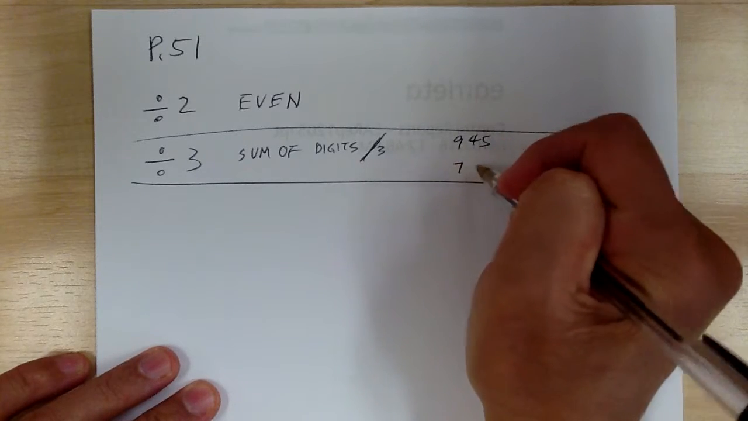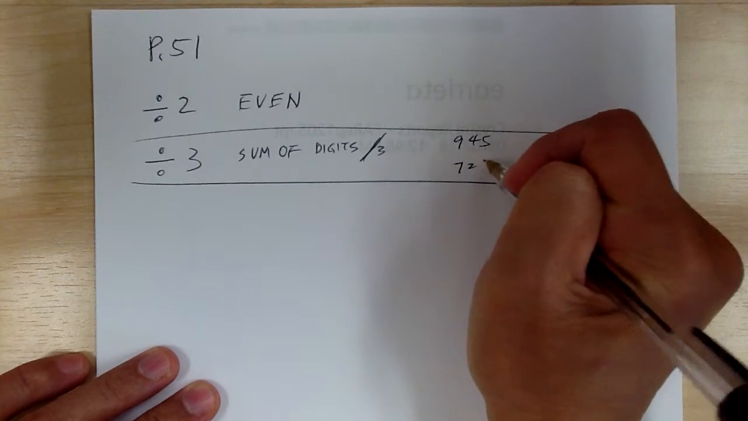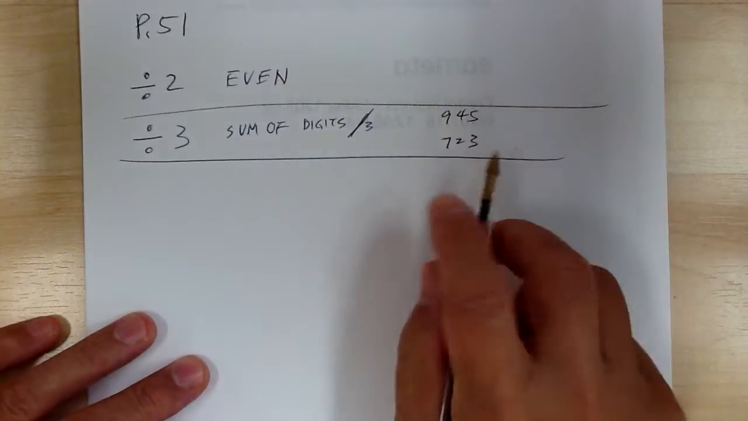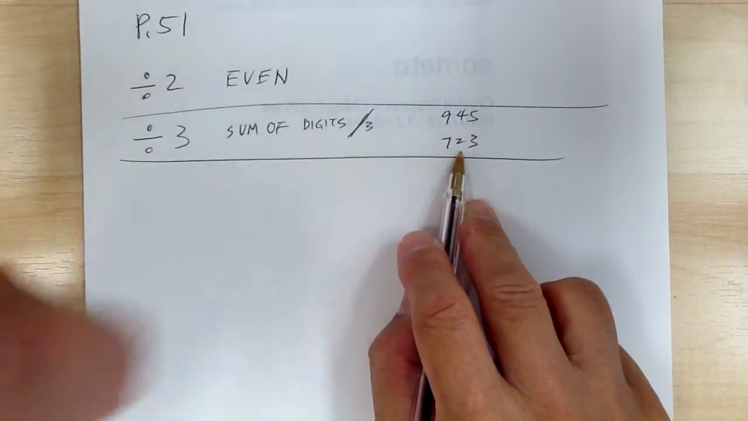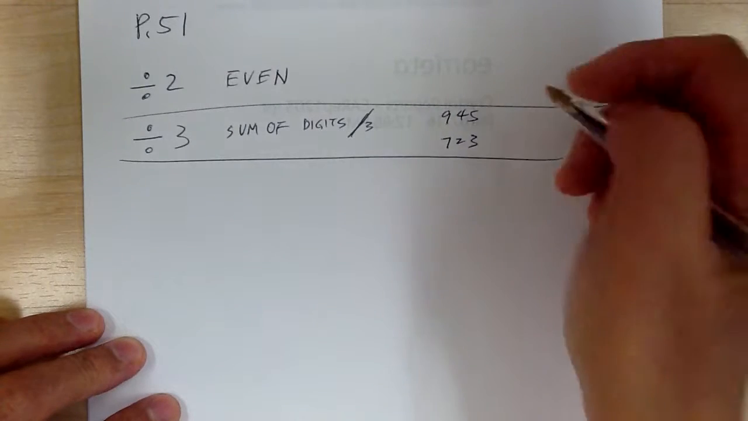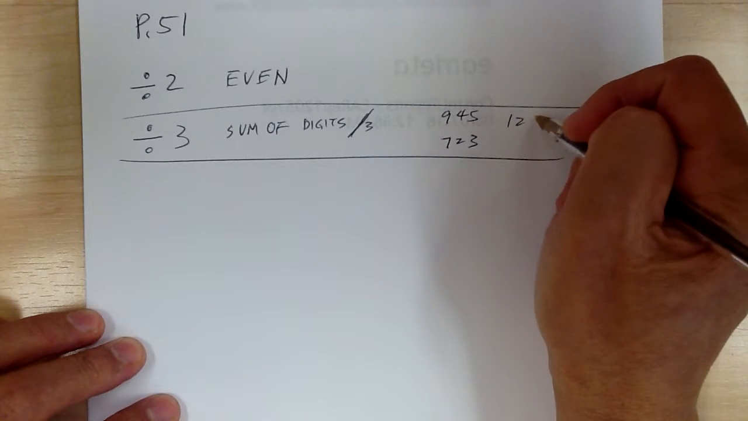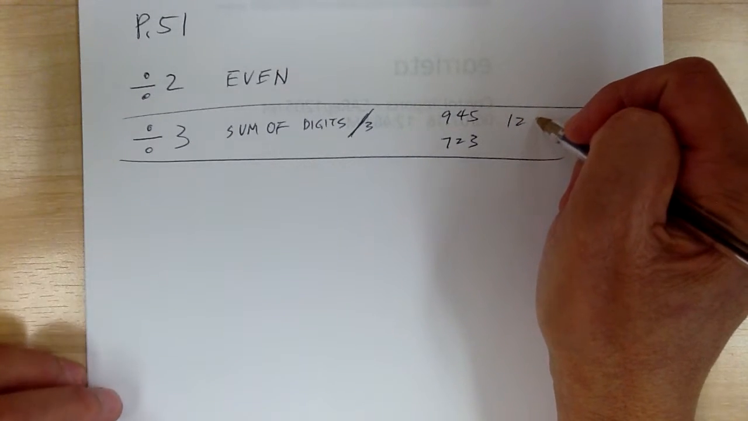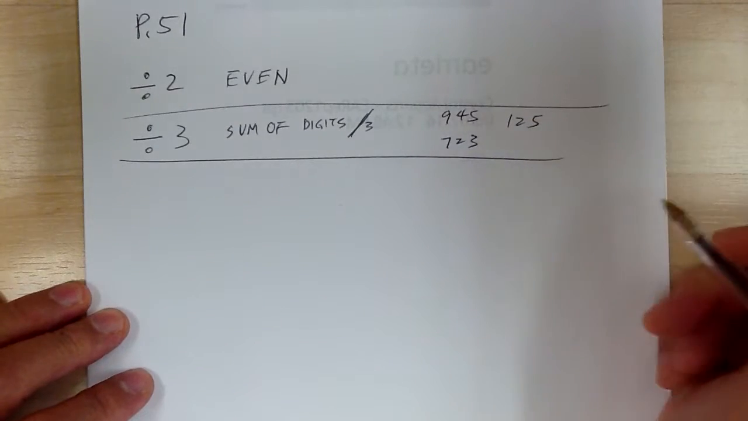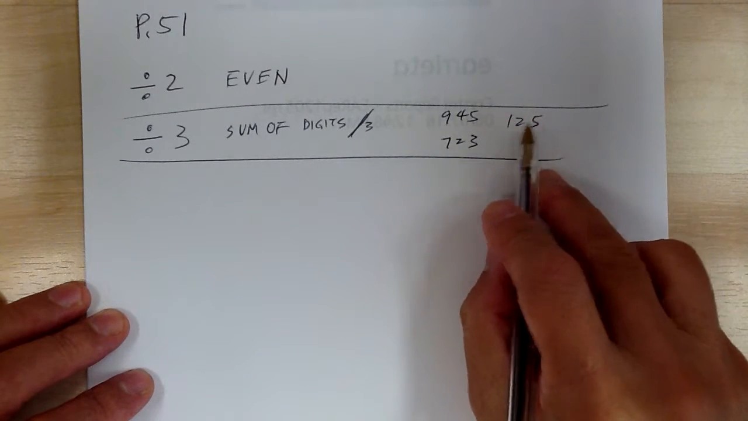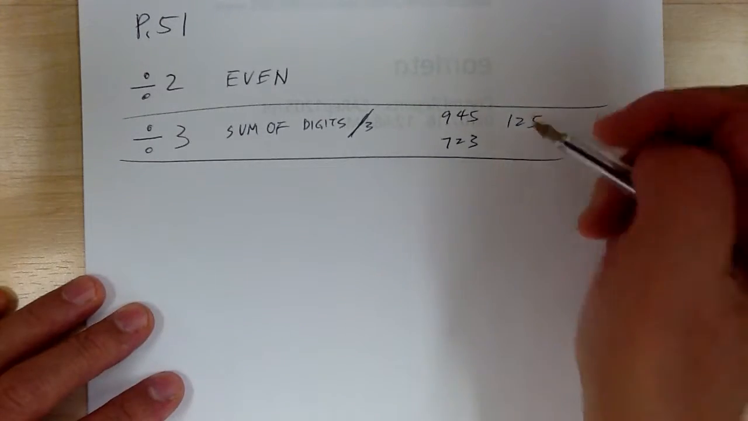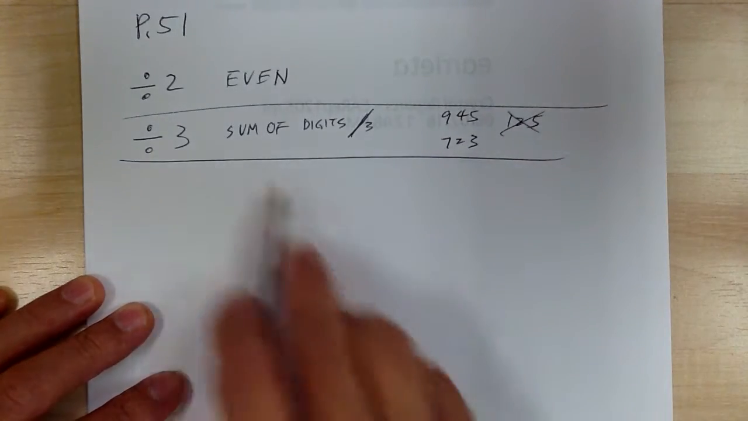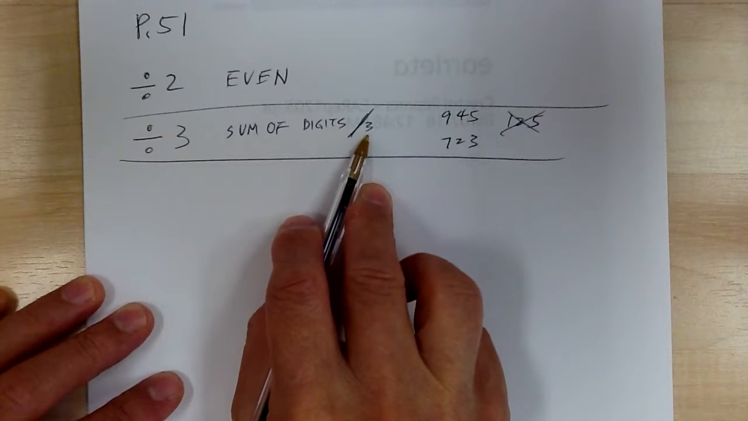So let's say you have 723, okay? I can test it out. You add all the digits together, so this is equal to 12, so the answer is yes. Now if you have 1205, let's say, again, you add the digits together, so you get 8. 8 is not divisible by 3, so this one is no good. So again, you add all the digits together, you divide by 3 to test.